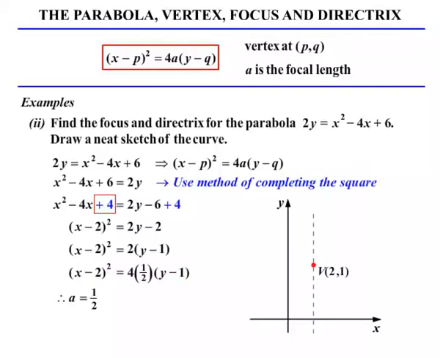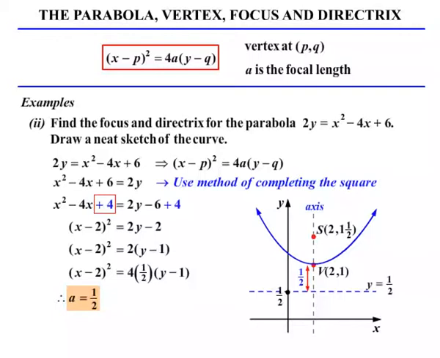Again, the axis of symmetry. Now, the focal length is 1/2. It's positive, which means it's concave up. And we go up 1/2, and that focus will be at the point 2, 1.5. From the vertex, if we go down 1/2, that will be a y value of 1/2. That will be the directrix, y equals 1/2.